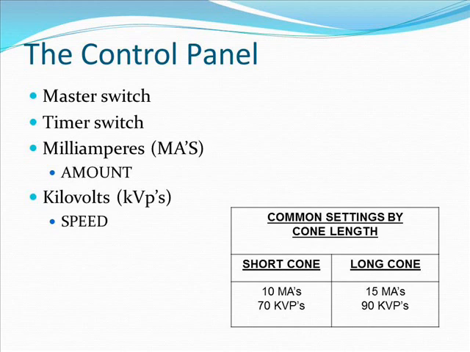So notice that the numbers for short cone are 10 mA and 70 kVp. For long cone it's 15 and 90. And those are approximate. They're common settings. I think you'll notice with our x-ray heads, it's set at 15 and 70, not 10 and 70. So those are approximate numbers. Just know the concept that with a long cone, you would have to increase the milliamperes and the kVp because the radiation is going to have to travel further.